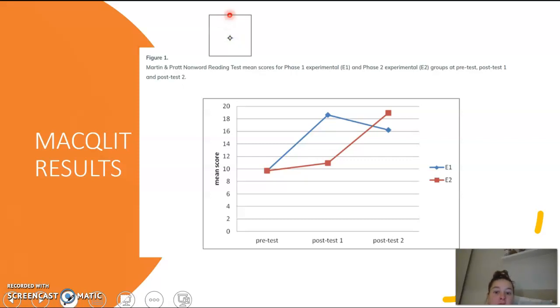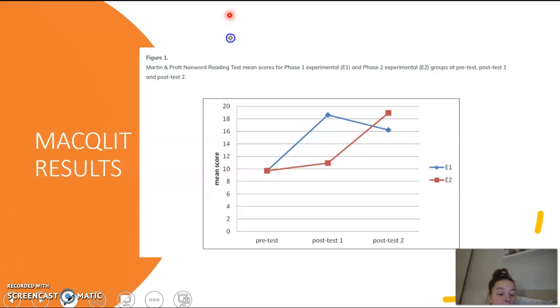It was found that on completion of this phase 1, there was a statistically significant difference between the 2 groups. These results were revealed through the Martin and Pratt non-word reading test that focuses on phonological recoding. During the second phase, when the crossover between the groups occurred, and E2 received the literacy intervention instead, the same trend results were made evident, and these trend results can be seen on the PowerPoint slide right there.